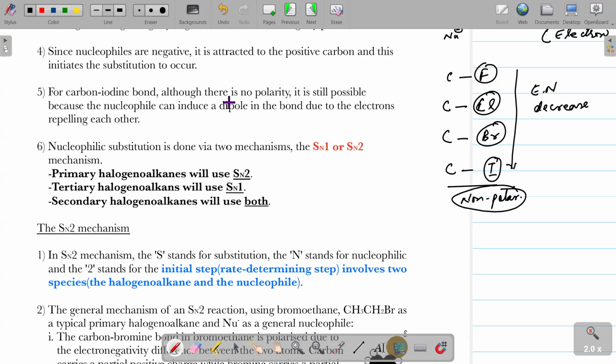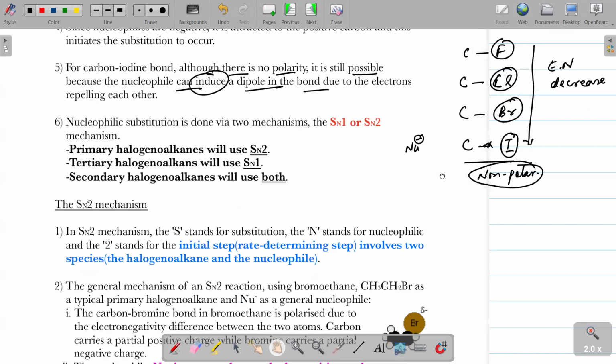So here there is no polarity, but it is still possible because nucleophile can induce a dipole in the bond. So when nucleophile approaches this molecule, it shifts this pair of electrons towards iodine. So that means it induces the dipole due to repulsion of the electrons of nucleophile and these electrons, right? So that is also possible in case of alkanes.